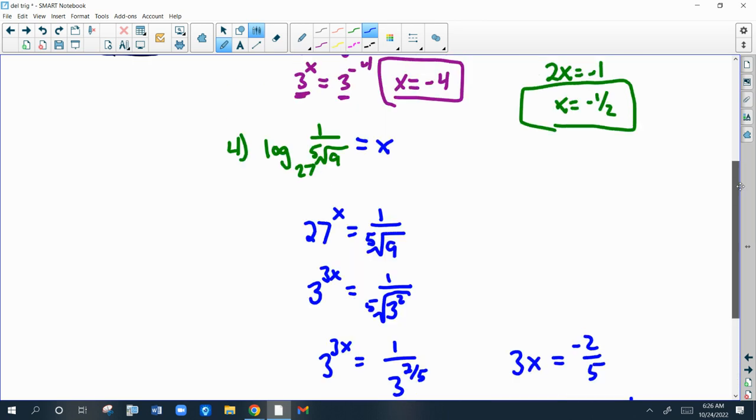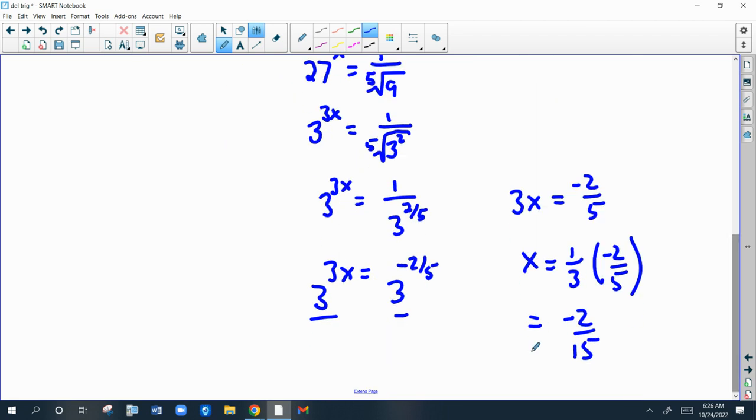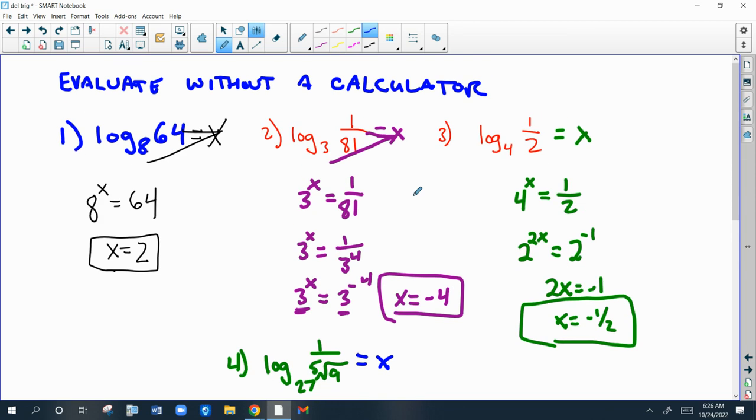So it means the log base 27 of 1 over the 5th root of 9 does equal negative 2 over 15. So that's how you evaluate logs without a calculator. And you can only do that if it's possible to get the same base, which it was on all four of these.